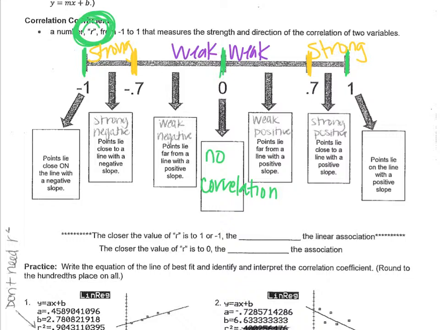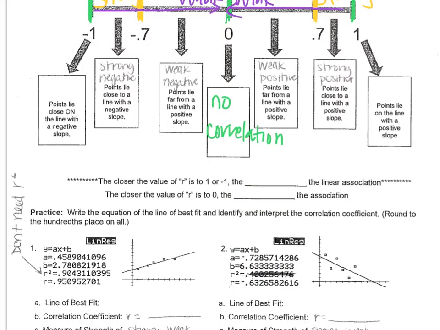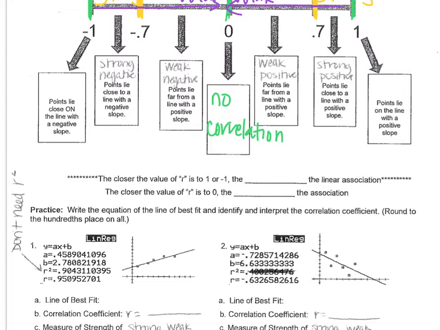So as it goes in, it gets weaker from both directions. So you can have strong negative or strong positive correlation. You can also have weak negative or weak positive correlation. So the closer the R value is to 1 or -1, the stronger it is. And the closer the R value is to 0, the weaker the correlation is going to be.